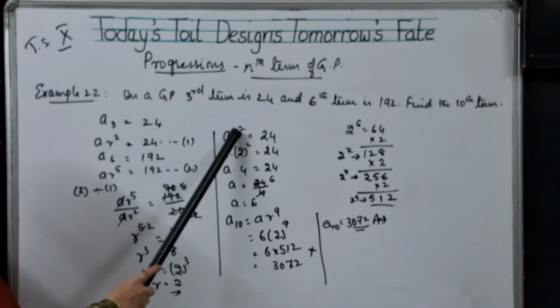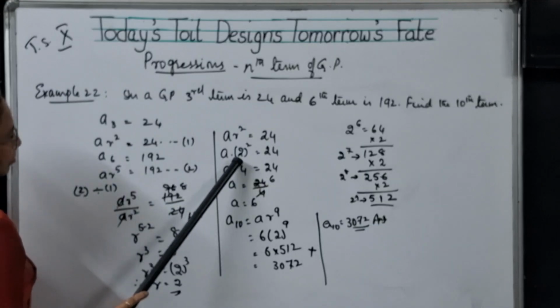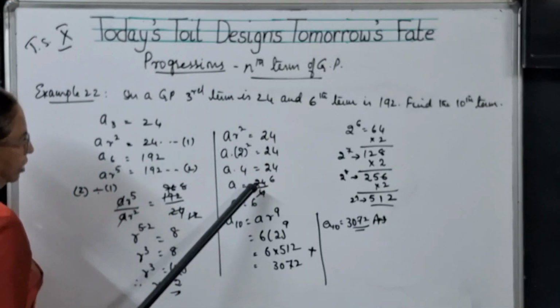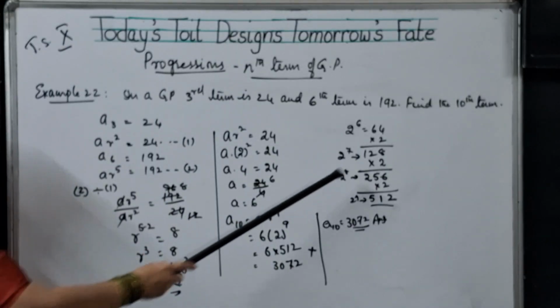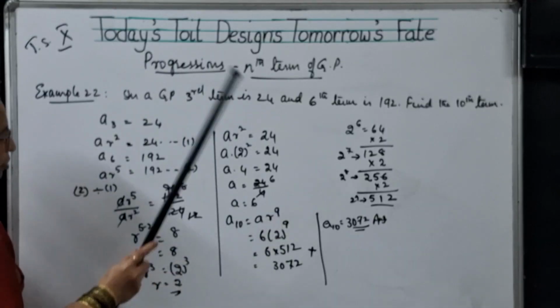Now I have substituted r here. ar square is 24, a into 2 square is 24, a into 4 is 24, a is 24 by 4, that is 6 I got. Now the question is you have to find the 10th term. So a10 is ar to the power of 9.